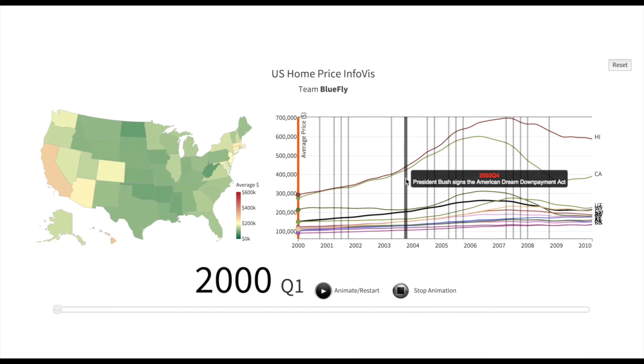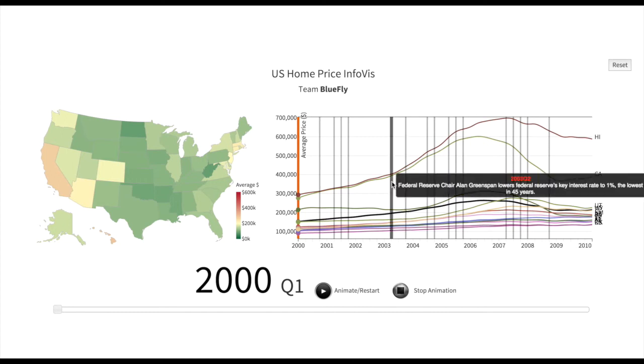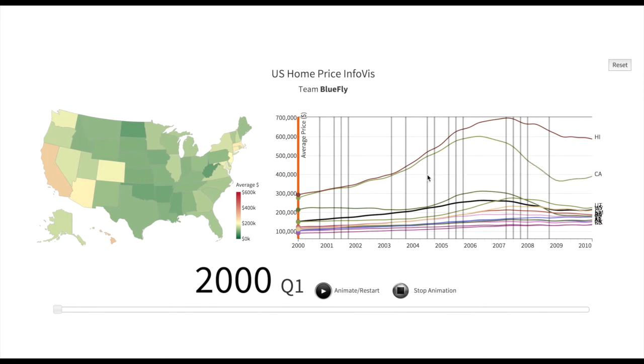President Bush signs the American Dream Down Payment Act. This is a big one, and this one is also a big one. Interest rates 1%, the lowest in 45 years. So of course there are some events that matter and some events that don't. These ones really do and contributed to the rise.